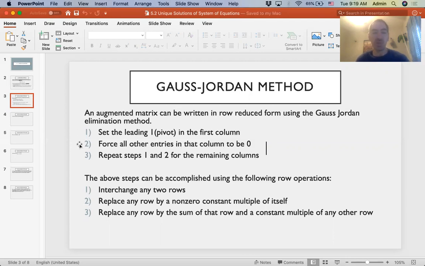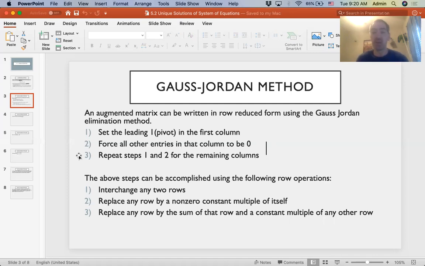And then step 2, every other entry in that first column, we want to set to be 0. And then once we have our 1 and our zeros in the first column, we'll repeat steps 1 and 2 for the remaining columns. So we would go over to column 2. We would set the leading 1 in the second column as the second entry. The second entry, we want to become a 1 in the second column. And then everything else becomes zeros.